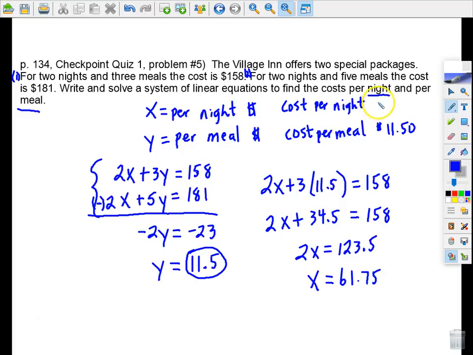Okay, so provide a little context. The cost per night will be $61.75. All right, so here's our final answer, and we were able to use a system of equations to come up with this. So make sure that you are actually showing a system, taking the information that you're given, show the system, and then show how it's solved by either substitution or elimination. You can choose, but I think you can see the elimination probably is the better option.